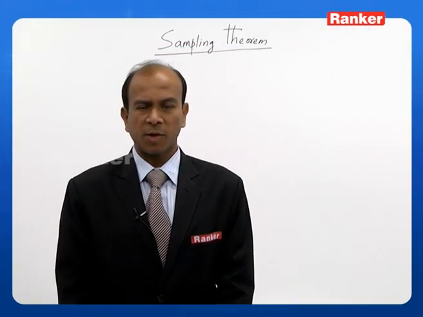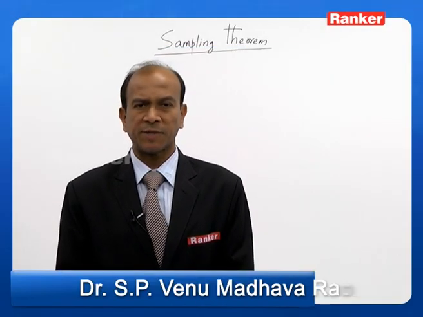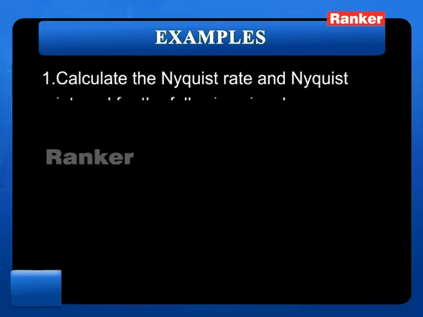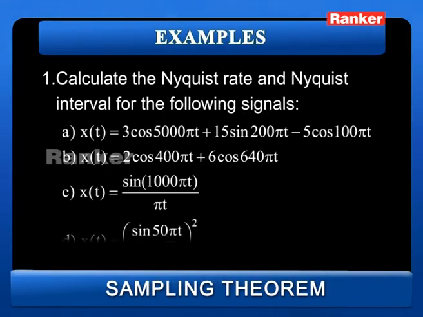Let us see some examples on sampling theorem. So far we have studied... The first problem is as follows. Calculate the Nyquist rate and Nyquist interval for the following signals. There are around 4 signals which we will see on the board, different types of signals. We will calculate the Nyquist rate and the Nyquist interval.